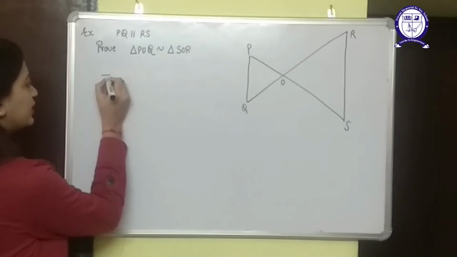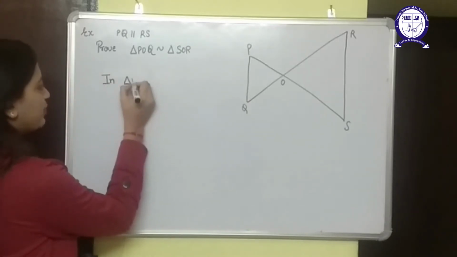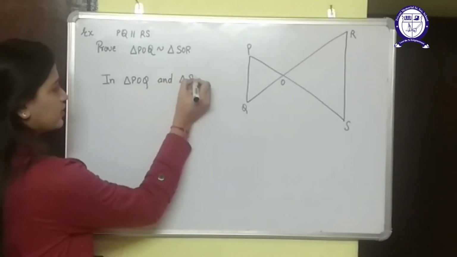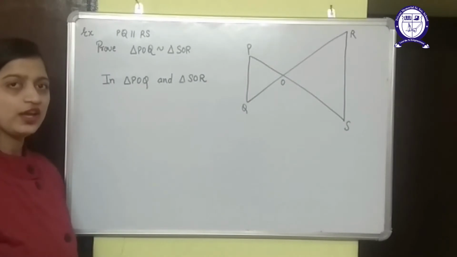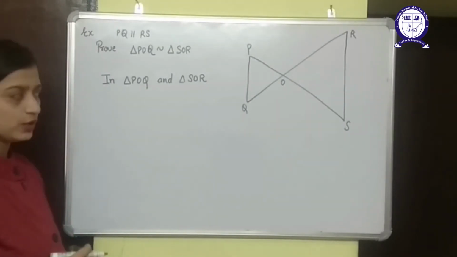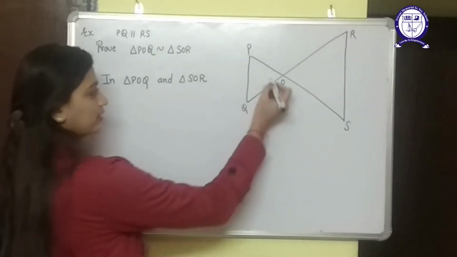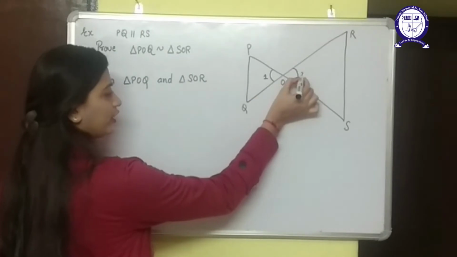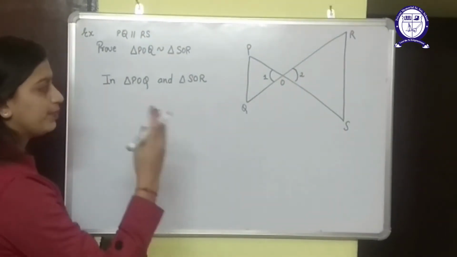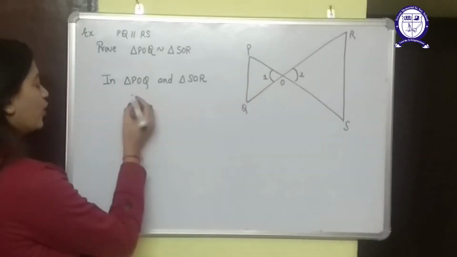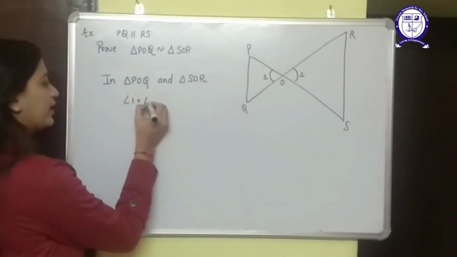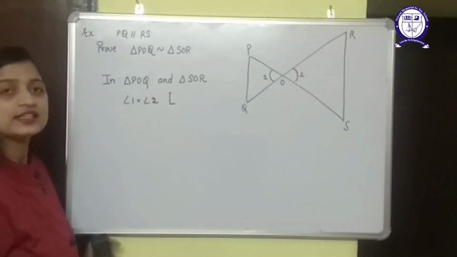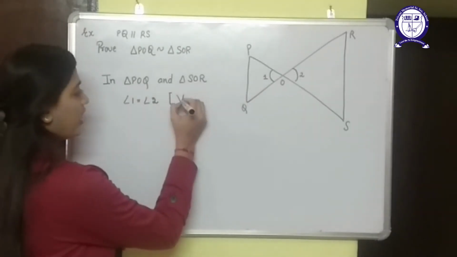So first of all we will write the name of the triangles. In triangle POQ and triangle SOR. Okay, now let's find what are the things which are equal. You can see that this angle is equal to this angle. You can name them angle 1 and 2, or you can directly write angle POQ and ROS. So angle 1 equals angle 2. What is the reason behind that? We can say it is vertically opposite angles.